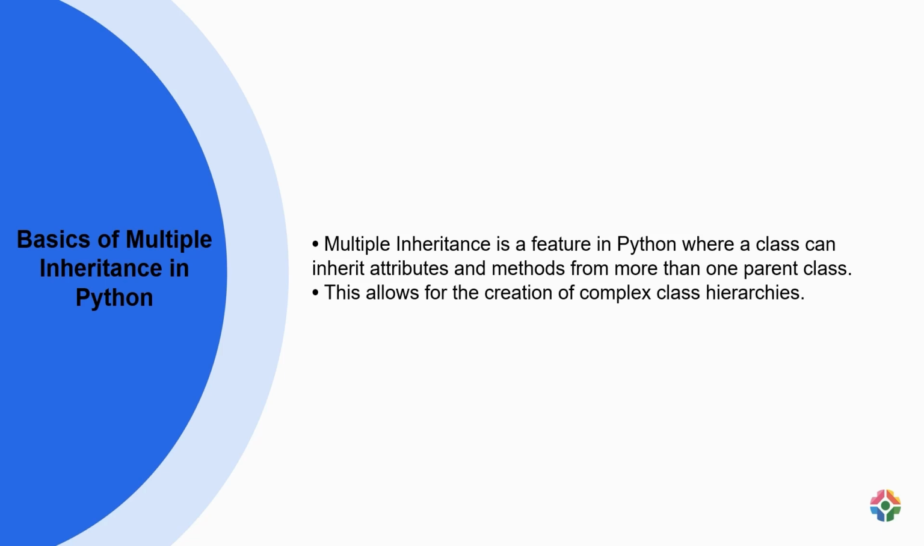For instance, imagine a scenario where a class Bird inherits features from classes Flyable and EggLayer, allowing it to possess both flying abilities and the capability to lay eggs. This exemplifies how multiple inheritance in Python can be leveraged to model diverse and complex relationships within a program.